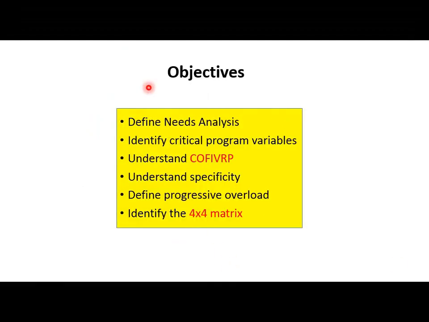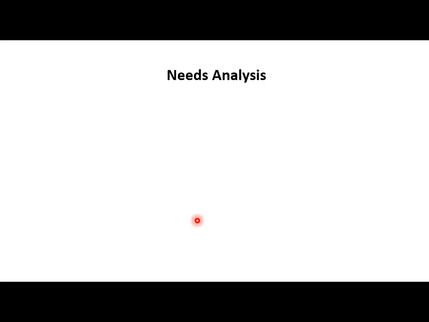So today we're going to talk about the needs analysis. We're going to identify critical program variables, the acute program variables. Those acute program variables are abbreviated COFIVRP. We'll understand the concept of specificity. We'll define progressive overload. And then toward the end, I'm going to introduce you to what's called the 4x4 matrix, which was developed by my master's mentor, and it makes it really, really easy to prescribe resistance-based exercise. So first, the needs analysis.